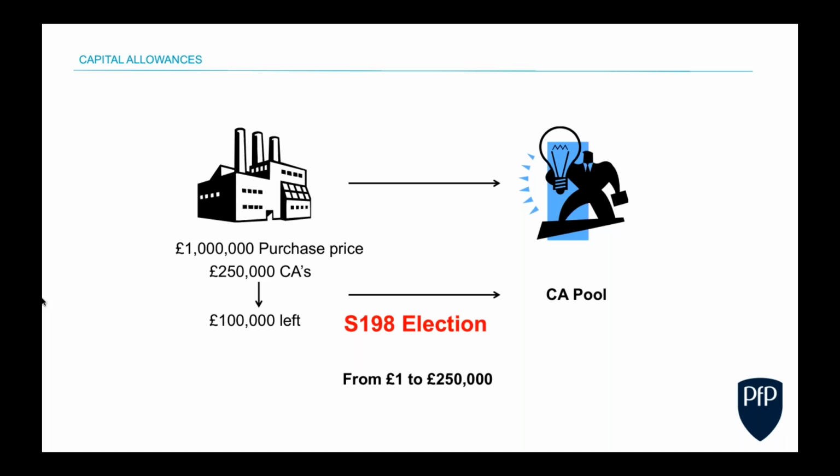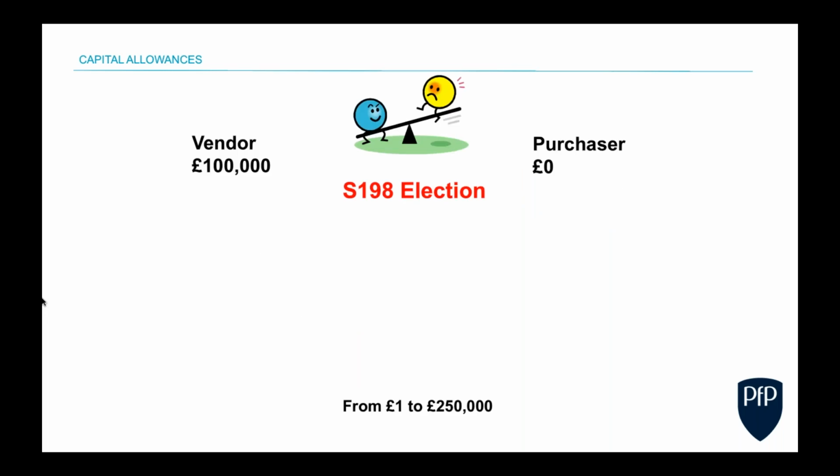So let's have a look at what impact those values have to illustrate what the election does. Okay, it's a straight seesaw between the two parties. So it fixes the disposal value for the vendor and the addition value for the purchaser.